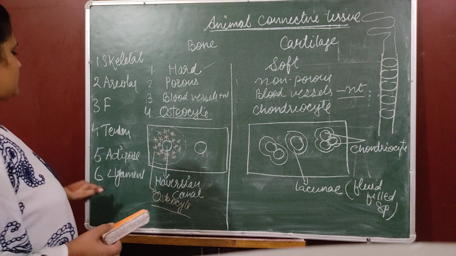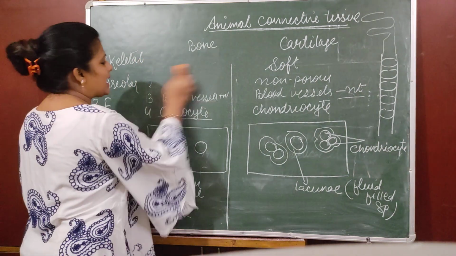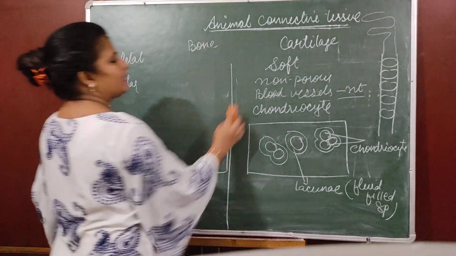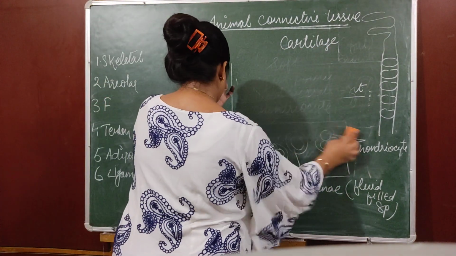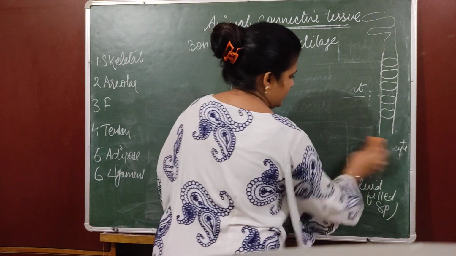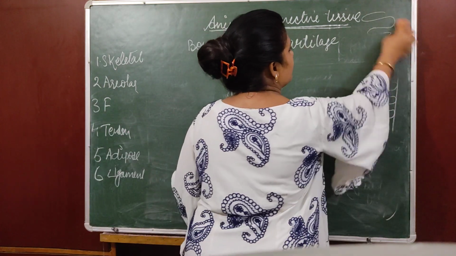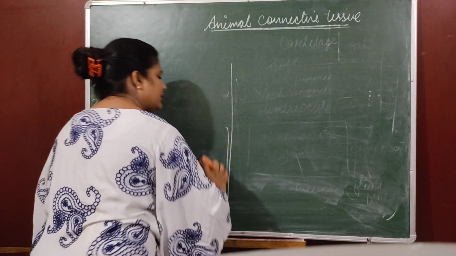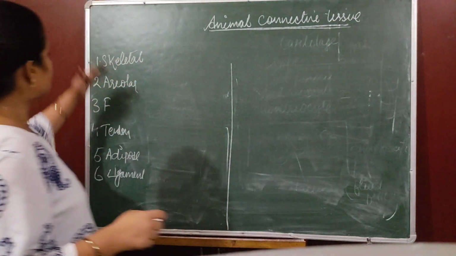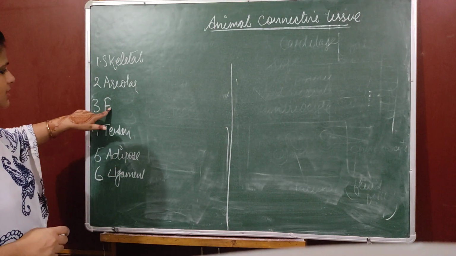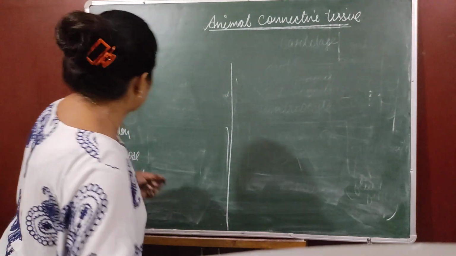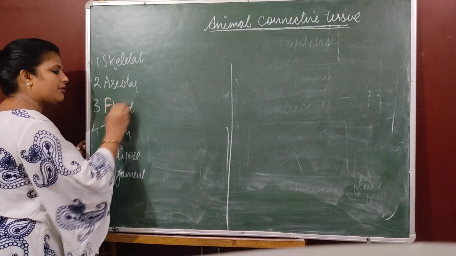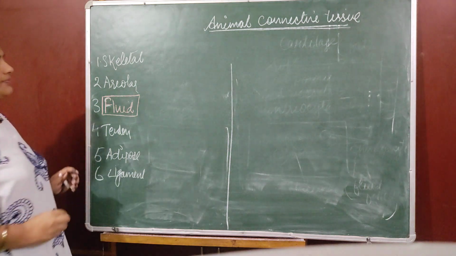So we have done all this. Now we are on the last topic of this tissue, that is fluid connective tissue. Obviously, it is a fluid. So the basic difference of fluid connective tissue from the rest of the connective tissue is this. I will mark it separately because it is different from the rest of the tissues.